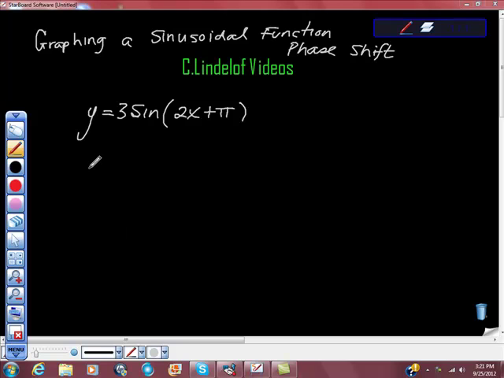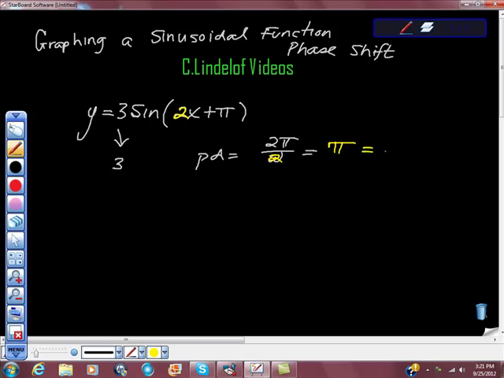So this is graphing a sinusoidal function with a phase shift to it. A lot of this is real easy. The amplitude should be easy enough for you. The period should be easy enough. The amplitude is just 3. The period, if you remember, is just 2 pi over omega. In this case, omega is 2, and it's this 2 right here. So we have 2 pi over 2, which is just pi.